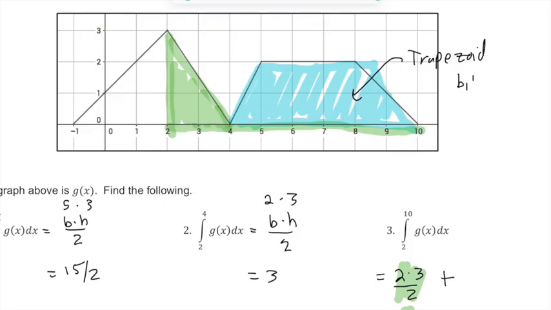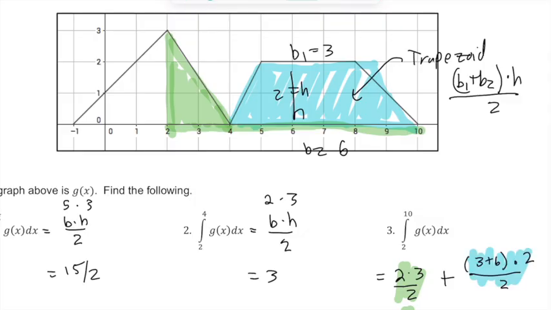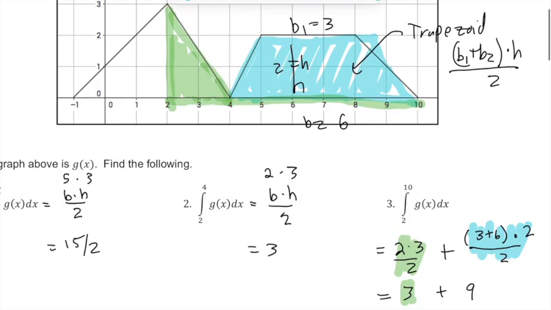And the area is going to be base 1 plus base 2 times your height divided by 2. So my base 1 is 3. My base 2 is going to be from 4 to 10, which is 6. And the height is going to be 2. So we have 3 plus 6, which is 9. And then the 2's cancel. And then 3 plus 9 gives us our final answer of 12.